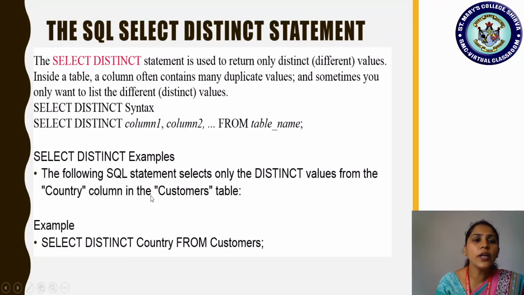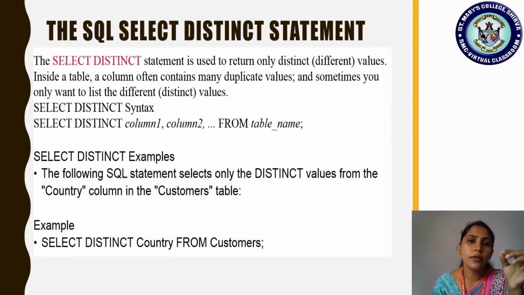And sometimes you only want to list the different values. There are certain instances where we want to simply display which countries the customers are from. In such a case, when you want to view the data, you want to view only the country information. There, if Mexico is repeated two times, it looks odd. You want only one appearance of Mexico.